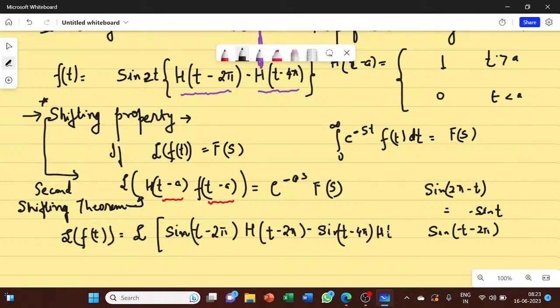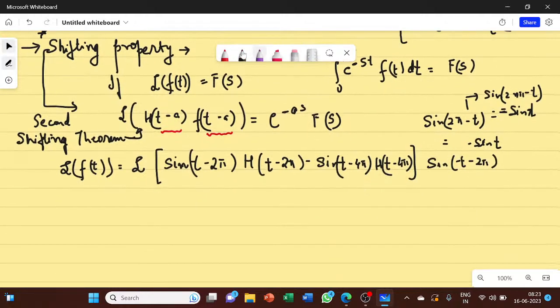into h(t − 4π). In fact, you should remember that sin(2nπ + t) is simply sin t. So whether it is sin(2π − t) or sin(4π − t), it is going to be minus sin t. So you can write t − 2π. Instead of that, you can write this way.